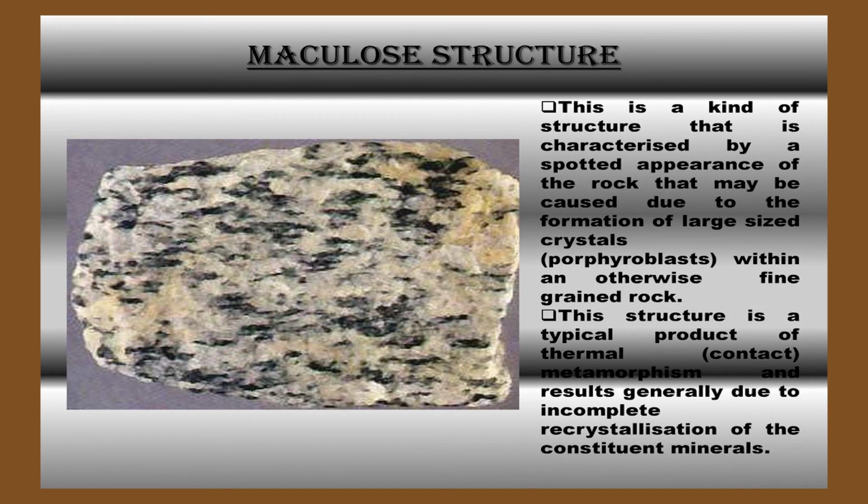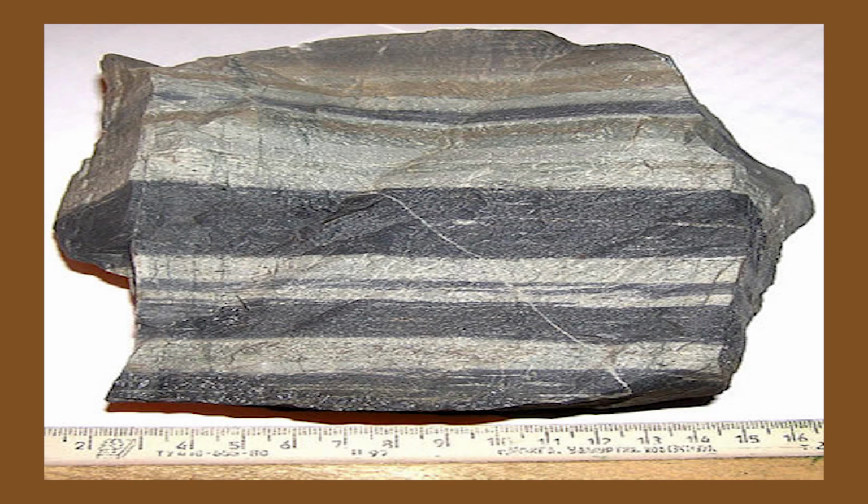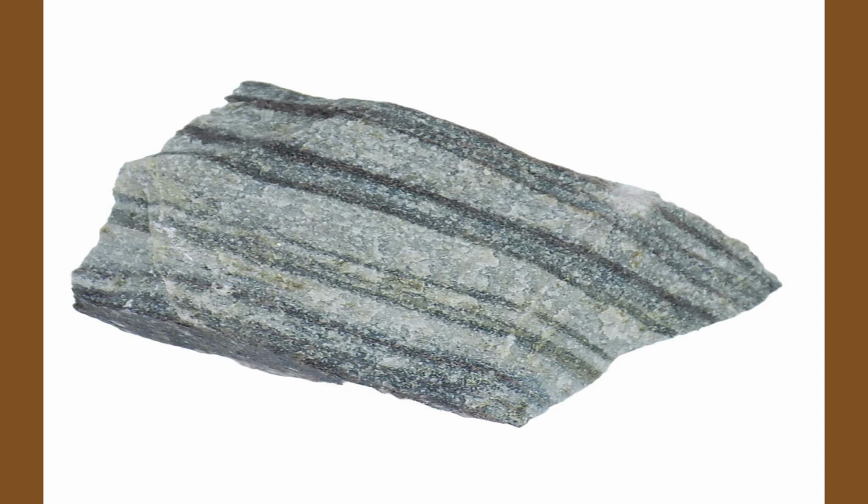Maculose structure is exhibited in argillaceous rock under contact metamorphism. Resistant minerals like cordierite, andalusite and biotite develop a spotted appearance. Hornfelsic structure is characteristic of contact metamorphism. Hornfels is a dark, compact, fine-grained rock and unfoliated. This structure is formed due to predominance of equidimensional minerals.